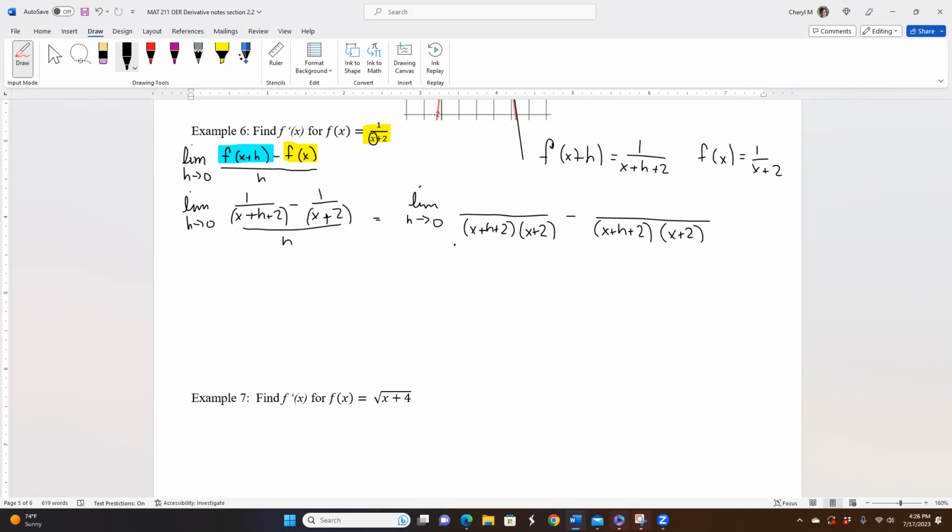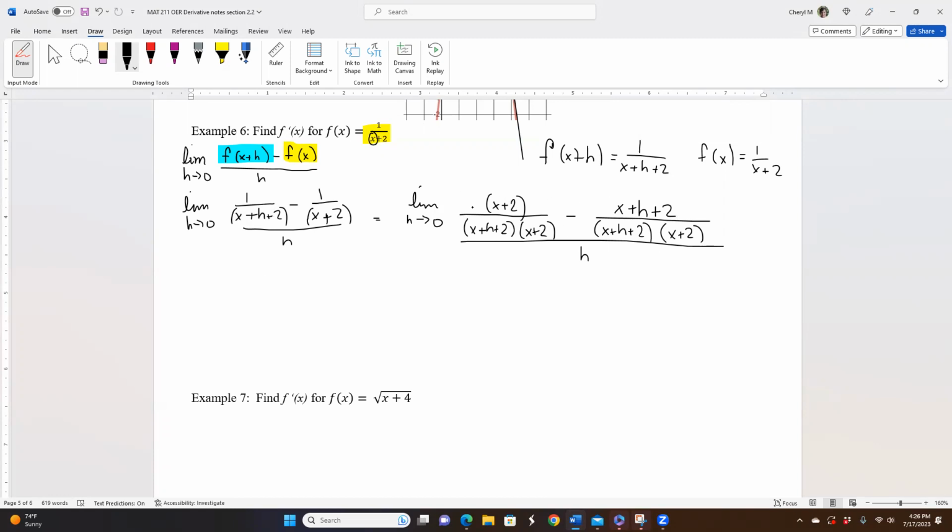That's still in the numerator. Our real denominator for this is going to be the h down here. Now what will our new numerator be? The numerator prior just had a 1 in it. The denominator was multiplied by x plus 2, so the numerator must also be multiplied by x plus 2. So the new numerator of our first fraction will be x plus 2. My second fraction only had the denominator of x plus 2, so it was multiplied by x plus h plus 2. So my new numerator here will be x plus h plus 2.